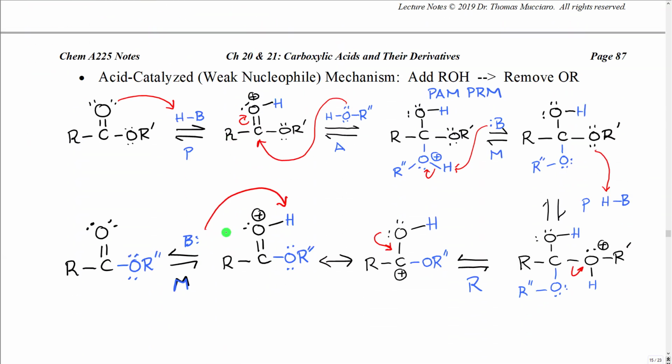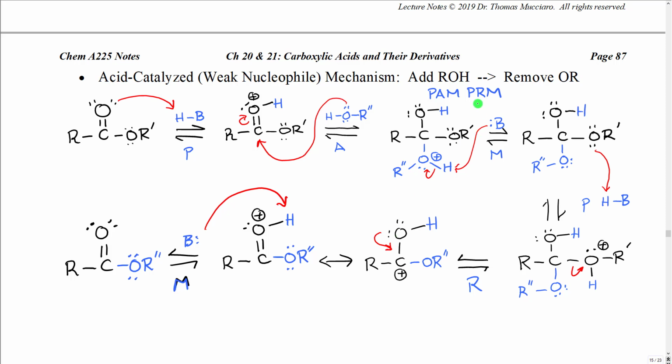The acid-catalyzed mechanism is going to follow a classic PRAM mechanism. We're first going to add R''OH, and then we're going to remove our alkoxy group. So to add, we're going to protonate. So we protonate, we add OR'', we then make that stable. To remove the OR', we protonate the OR', we remove it, we make the resonance stabilized intermediate, and then we deprotonate to make stable.